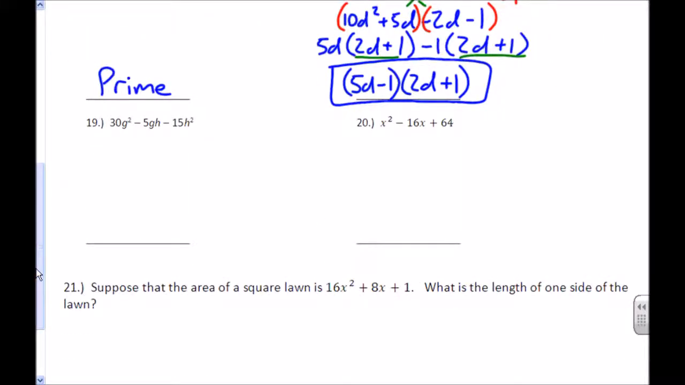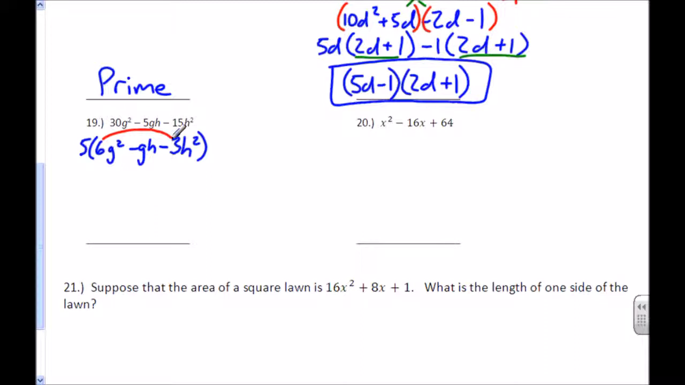In number 19, once again, we build a bridge. But before I build a bridge on this one, if I look, I have a greatest common factor of 5. So I'm going to factor out the greatest common factor first. If I factor that out, that leaves me with a 6g squared minus gh minus 3h squared. And that's important because this makes the trinomial inside much simpler because I'm dealing with smaller numbers.